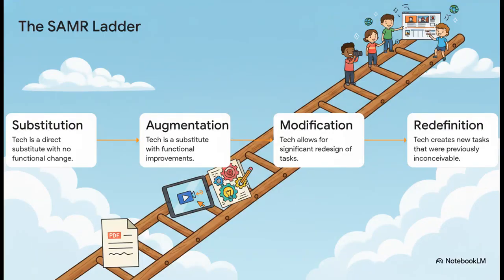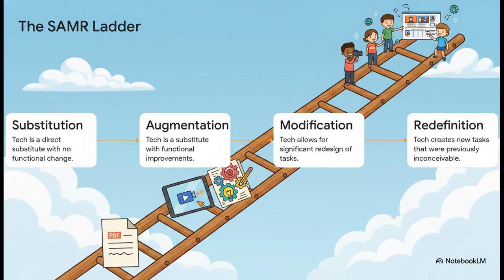Okay, so let's climb this ladder rung by rung. Down at the very bottom, you've got substitution. That's our PDF worksheet we were just talking about. Simple swap, no real change. One step up is augmentation. Now, the tech is still a substitute, but it adds a little something extra. So maybe that digital worksheet now has a link to a YouTube video that explains a concept. It's better, for sure, but it's still just a worksheet.